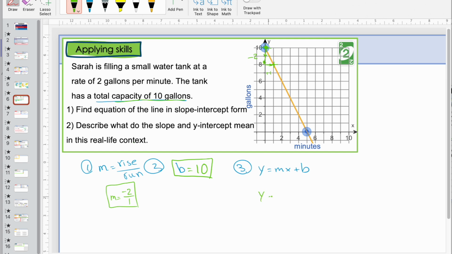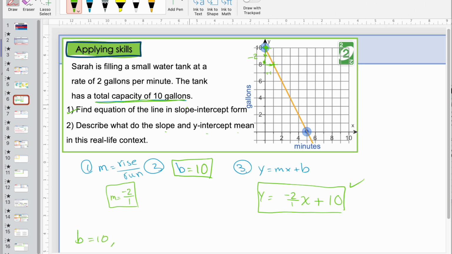The equation: y equals negative 2 over 1 m x. This is m, sorry, I wrote it already. So mx plus b. What is b? It's 10. That's it. This is my equation. I'm done with the first task. Second task, describe what the slope and the y-intercept mean. And the y-intercept, which is b equals 10, represents what?